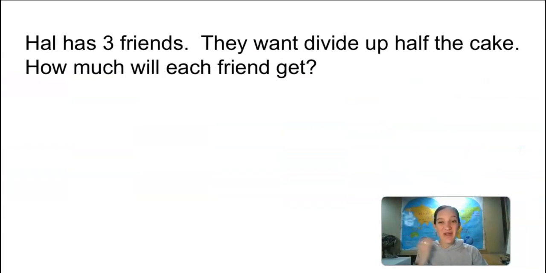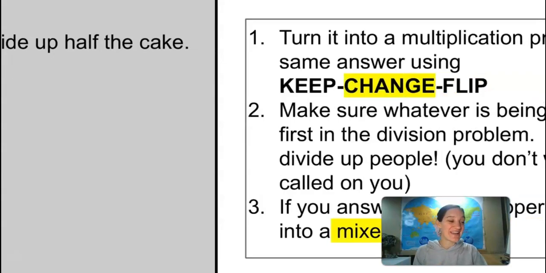Okay, so I want you to try this one. Hal has 3 friends. They want to divide up half a cake. So they have half of a cake. They're going to divide it between their 3 friends. How much will each friend get? Do some work there. Let's see if you get the correct answer.